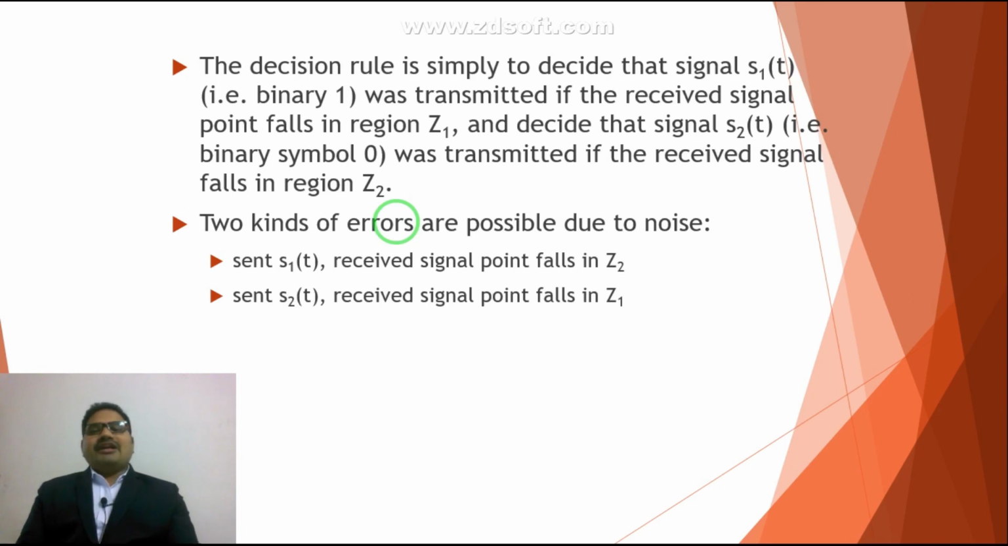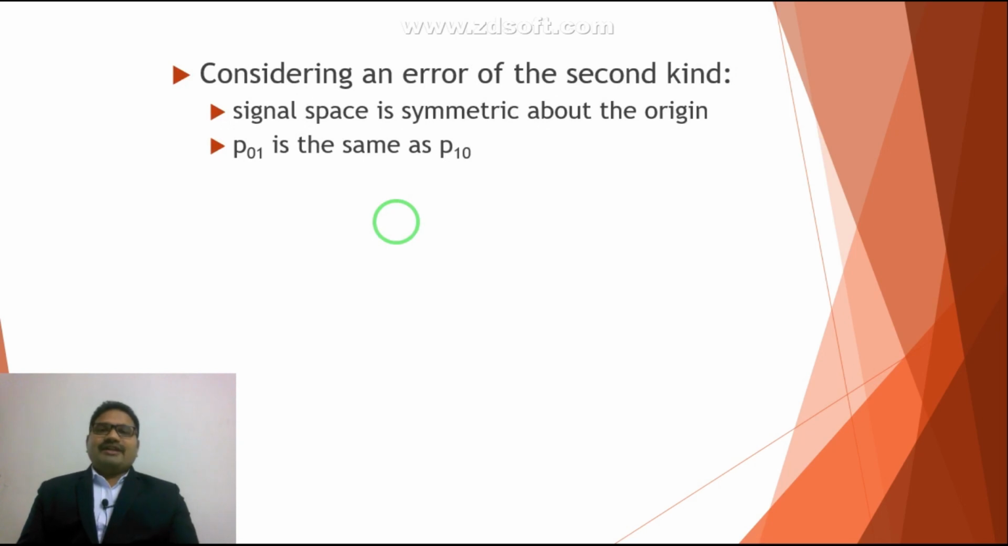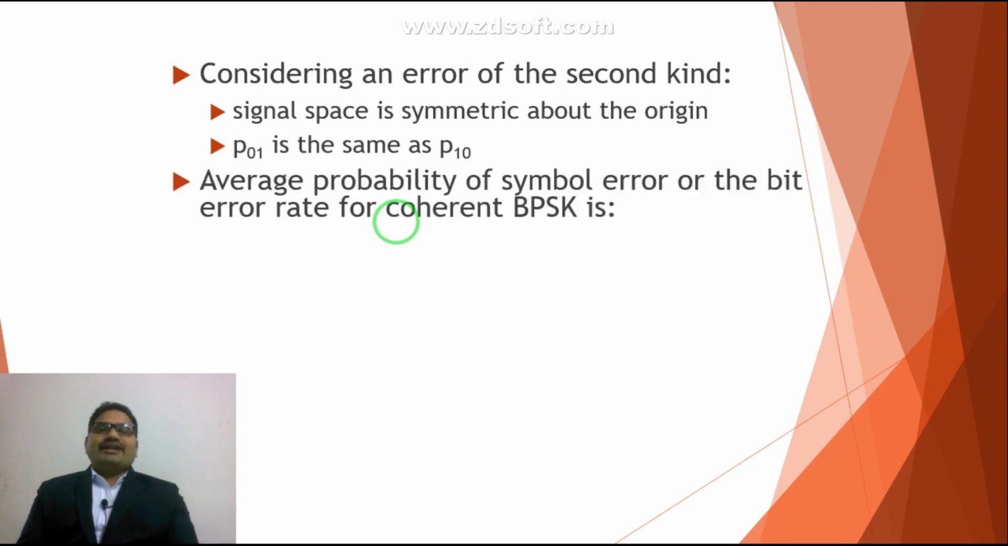And similarly, if S2 of t, that is a 0, has been transmitted but it falls in the region Z1, that is binary 1, then how are we going to decide whether binary 0 or 1 was transmitted? Considering the error of the second kind, the signal space is symmetric about the origin. So the probability for both points is the same.